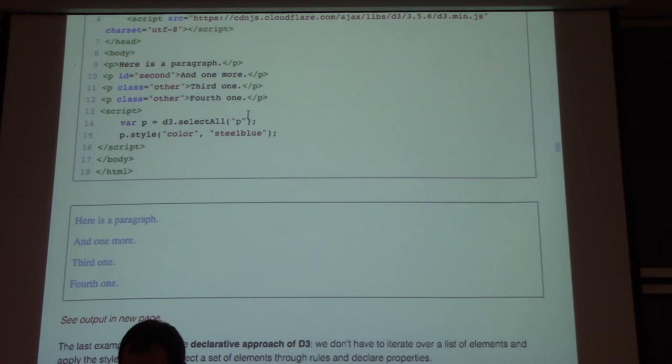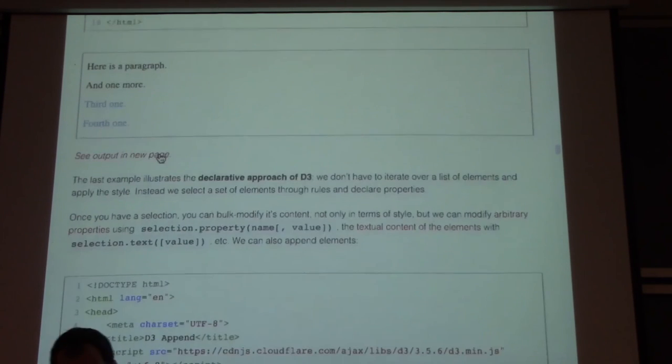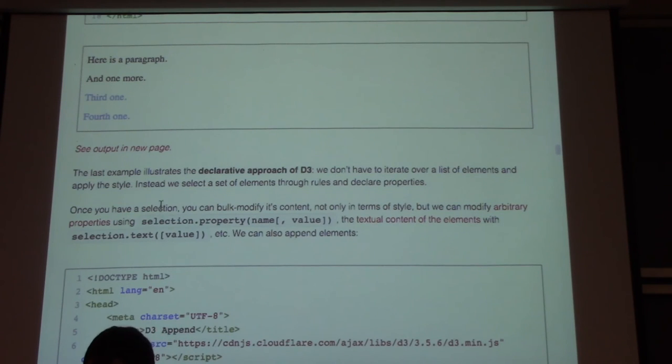Okay, so now let's do something here. Instead of selecting for P, I'm selecting for other. And now we can see that all of the elements of class other get highlighted in blue. So this is exactly what we want, and this is exactly how we use this kind of class definition. This here explains what I just said about the box modification.